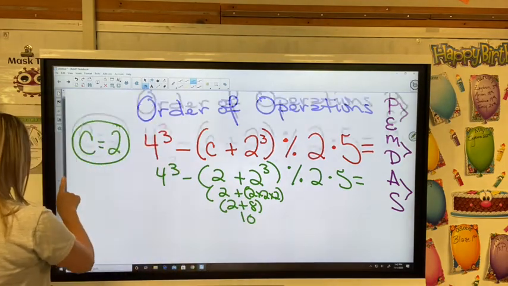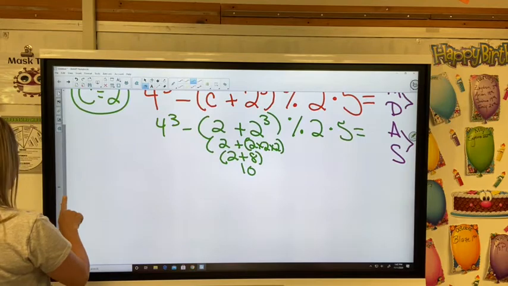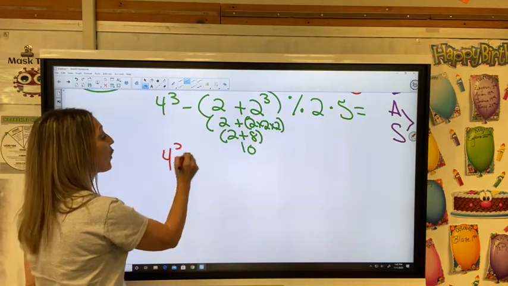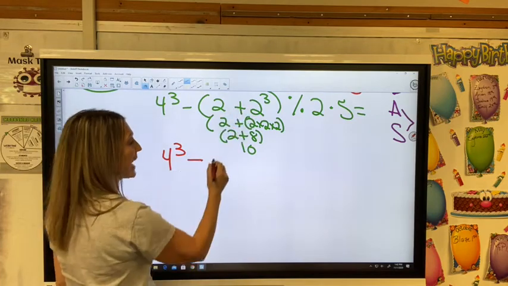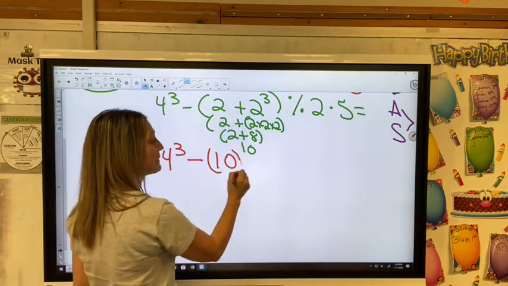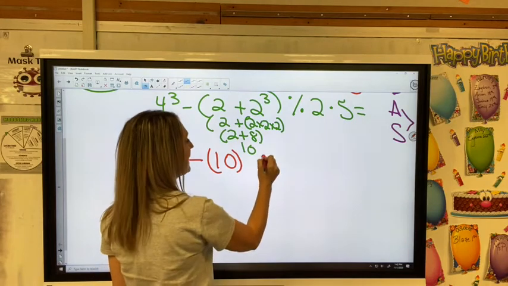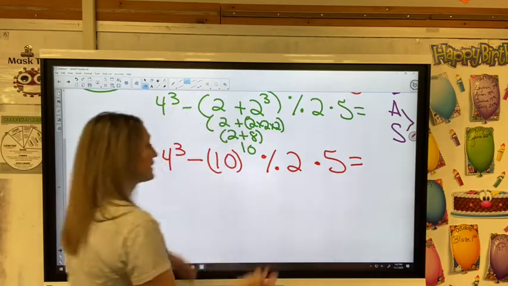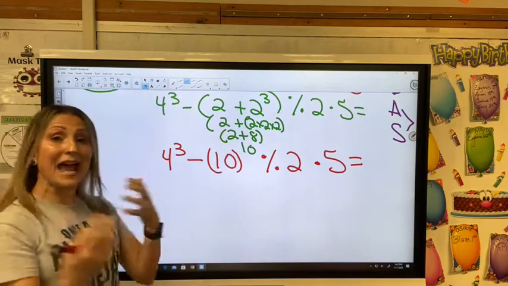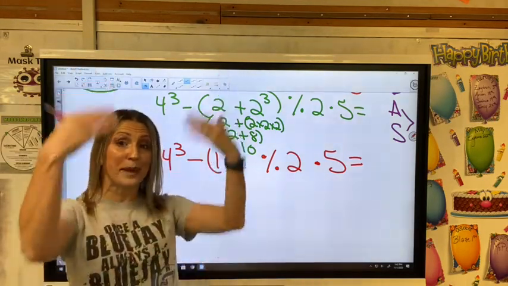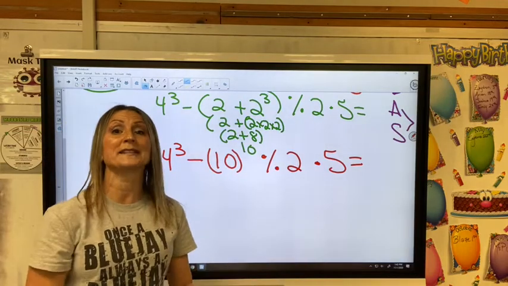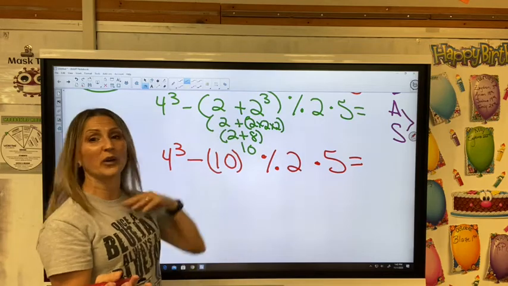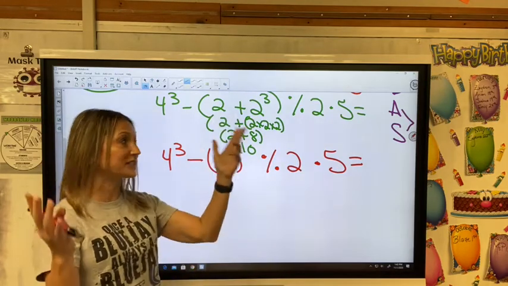So I'm going to drag my board down, and I'm going to rewrite my problem again. And I'll try to change colors if I can. I now have 4 to the 3rd minus, inside my parentheses was 10. I'm going to leave it inside my parentheses. I still have divided by 2 times 5. I'm then going to go back and look at my problem again, asking myself about order of operations, PEMDAS. Are there any more parentheses? Yes, right here, but there's nothing else for me to do in them. I already solved what was inside the parentheses earlier.